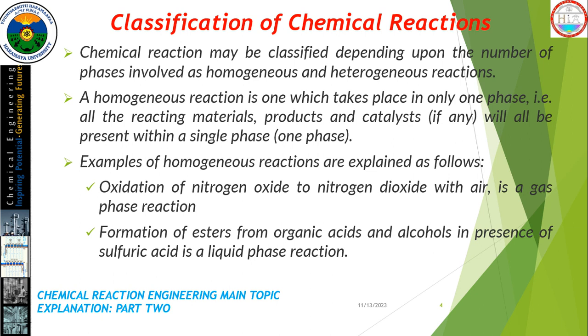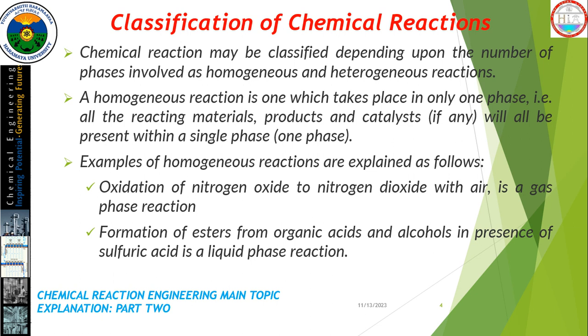So alcohol, which means C2H5OH, plus acetic acid, which is a type of organic acid, CH3COOH, gives us ethyl acetate, which means ester. Ethyl acetate is a type of ester, which is CH3COOC2H5, plus water, with the help of the catalyst known as sulfuric acid.